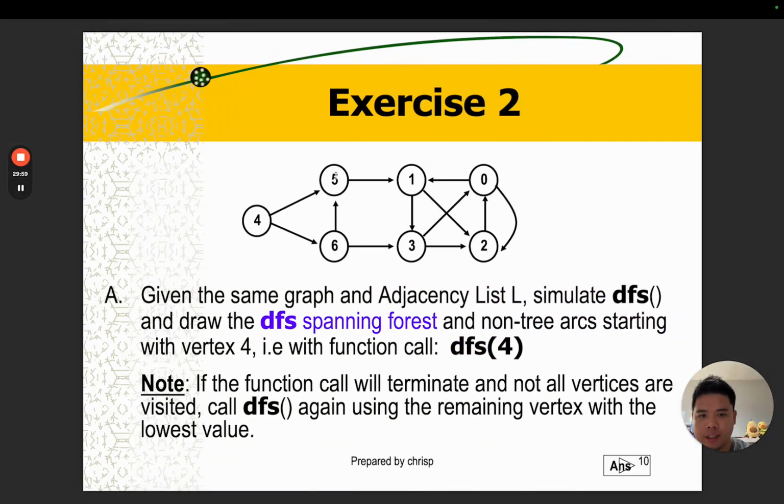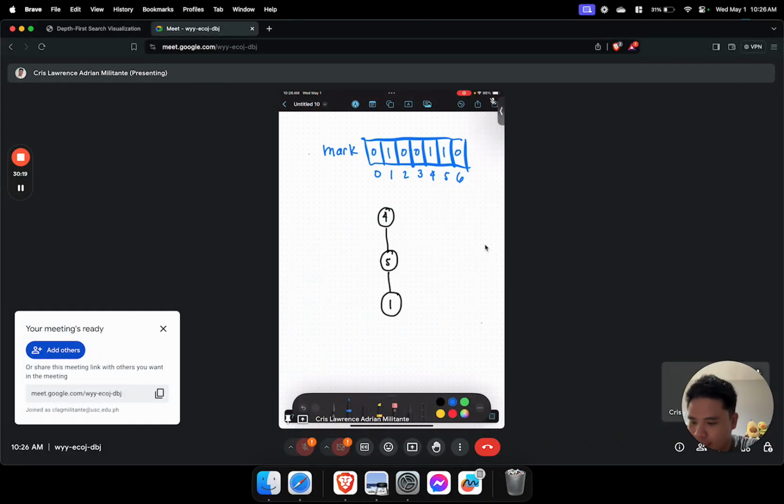I'm now here. I have 2 and 3 as my possible vertices to visit. I'm always going to visit the smaller one, because in this instruction I said it's ascending. So let's check first 2. Is 2 already visited? No, it's not. So I am going to draw 2, and I'm going to set 2 to become visited.